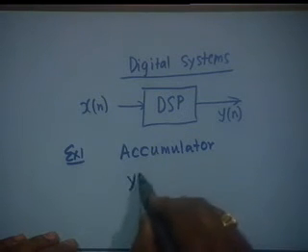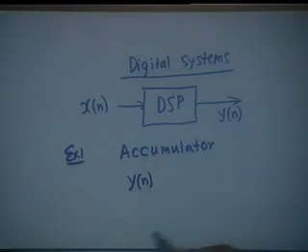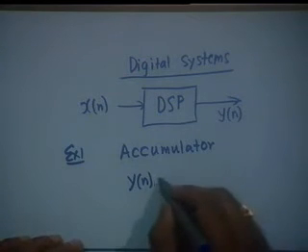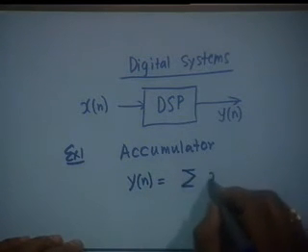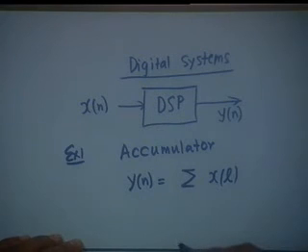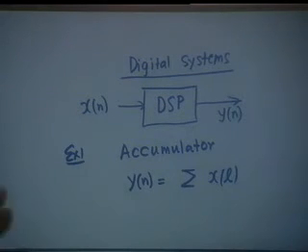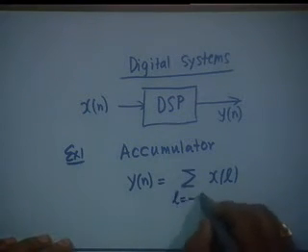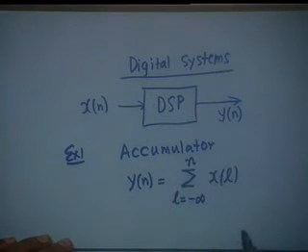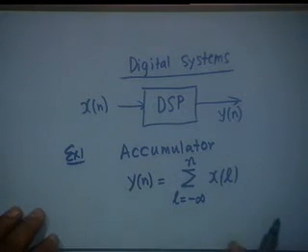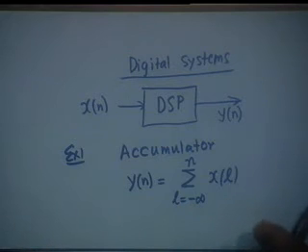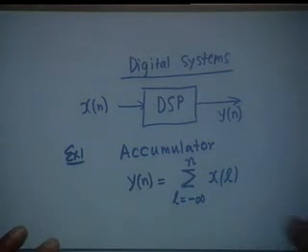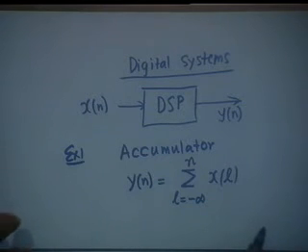An accumulator simply adds up the signals. It is the signal x of L, suppose it adds up from L equal to minus infinity up to the present instant n. This is an accumulator. One more signal comes, x of n plus 1 comes, it also adds it, two numbers. The previous number that has been accumulated is added to the present number. Okay?